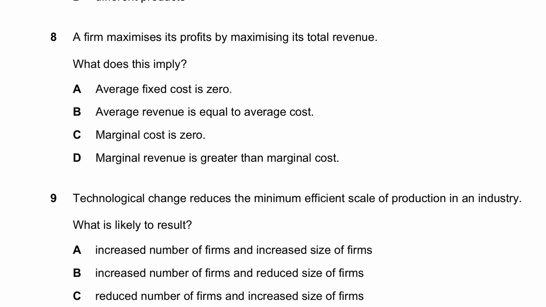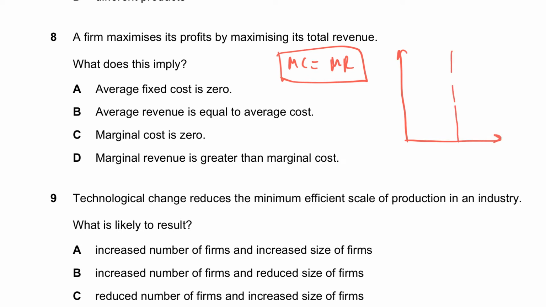Number 8 says a firm maximizes its profits by maximizing total revenue. What does this imply? Well, MC equal to MR is the condition for profit maximization. So if you're maximizing your profit by maximizing total revenue, then we are looking at a situation where TR is maximum, and TR is maximum at a point where MR is 0.